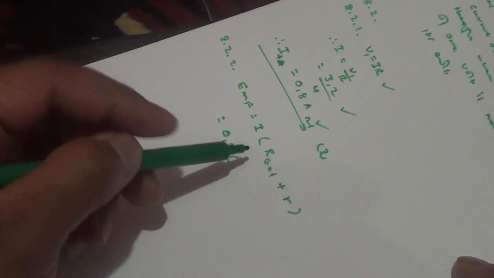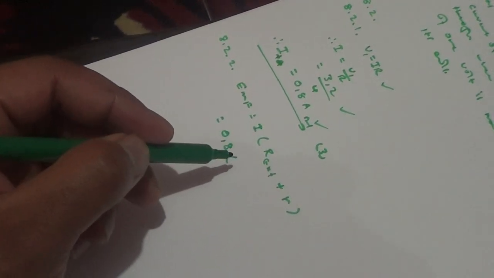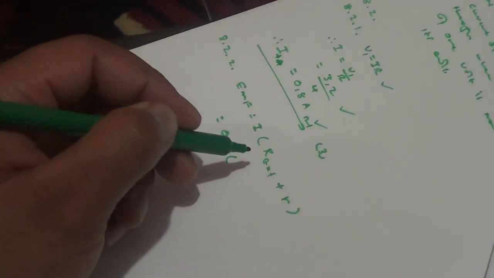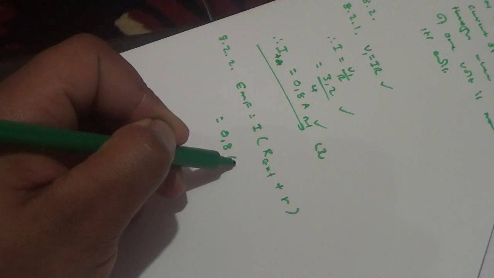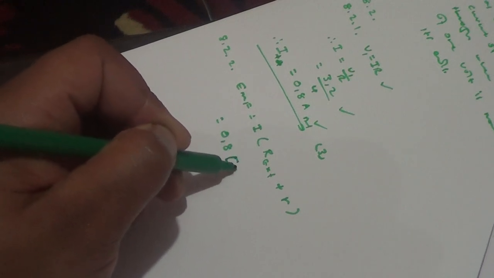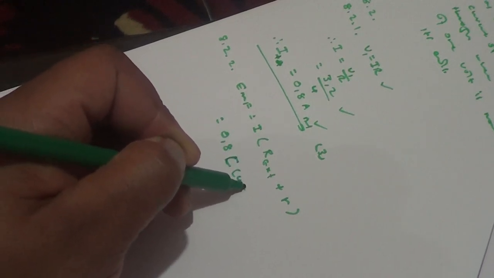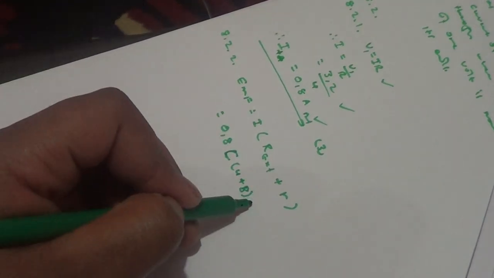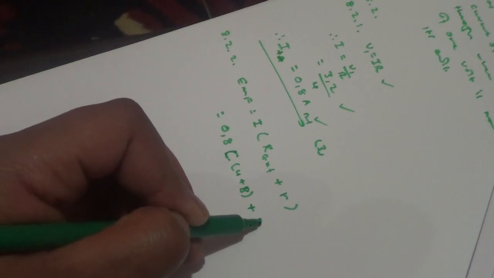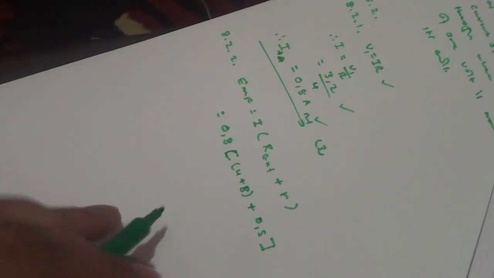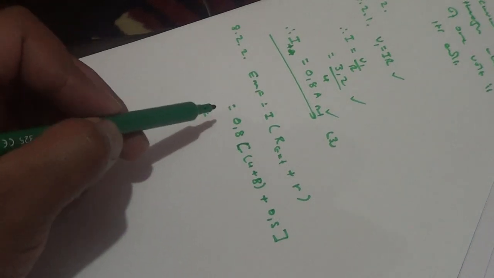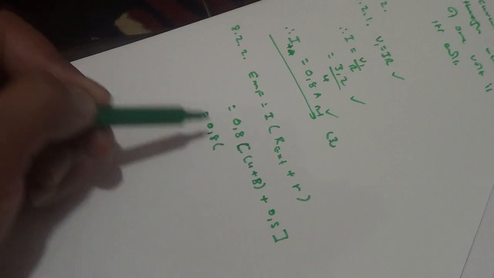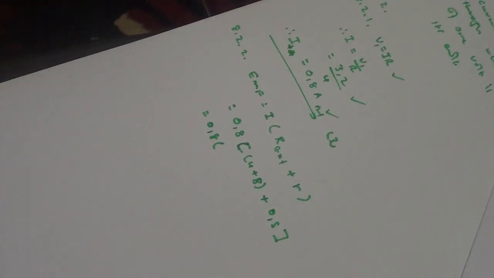Now this one is going to be the sum of those two. Remember, the switch S is open, so it's going to be the sum of those two. So it's going to be 4 plus 8 and then plus 0.5, right, which is going to be 0.8 into, let's deal with that big one.